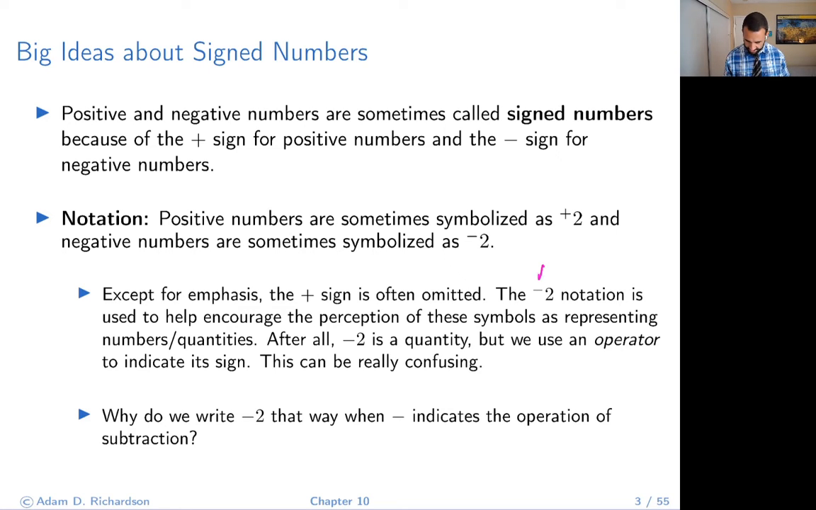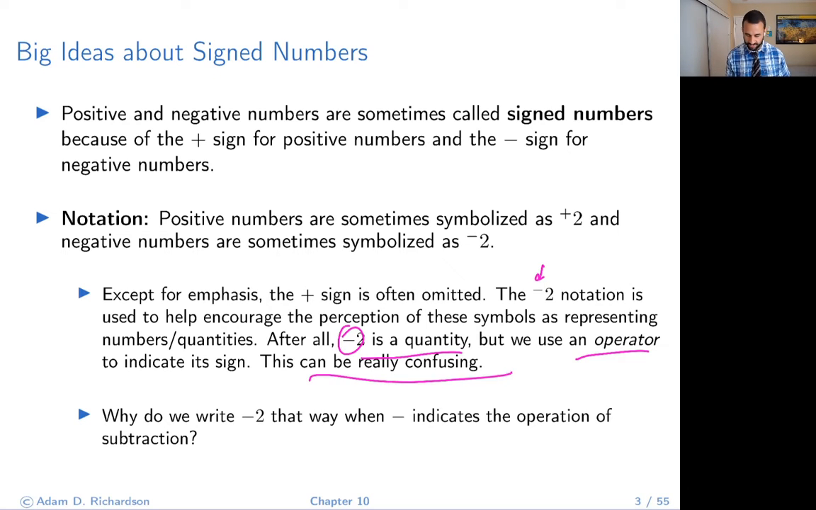But this notation here with the little raised negative, that's there because we want students to view negative two as a number. We don't want them to associate an operation with it per se. So we want them to really think of negative numbers as objects, the same way they were thinking of positive numbers as objects, right? We were talking about numbers and ways of representing them. Well, now we have negative numbers and we have symbols to represent them here. So that's why we would raise the negative and maybe write it a little shorter. After all, negative two is a quantity, but we use an operator to indicate its sign.